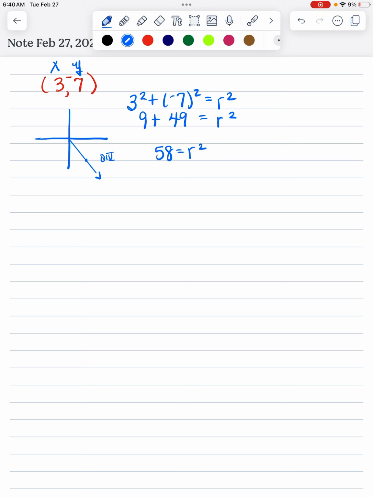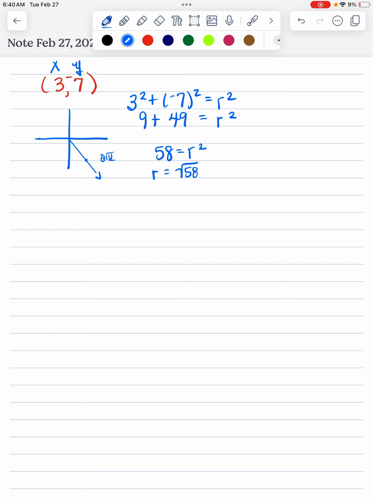No. Okay, just checking my math this morning because it is early. All right, so that doesn't reduce whenever I go to take the square root of 58. Oh, that kind of hurts my feelings, but that is the value of r.